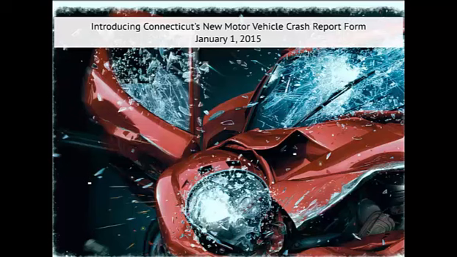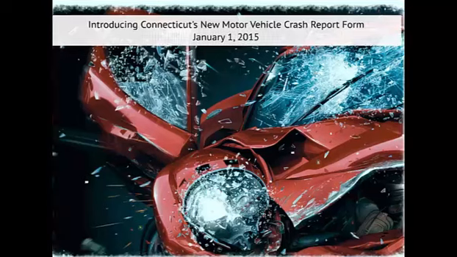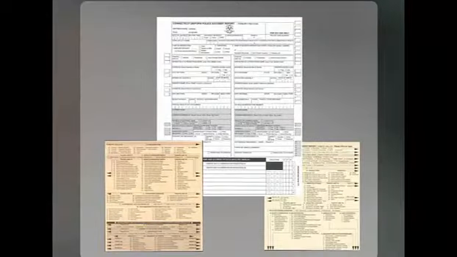The new Connecticut Motor Vehicle Crash Report form will be required for all motor vehicle crashes occurring on or after January 1st, 2015. This new form will replace the PR-1 last revised in 1994. The new PR-1 no longer relies on overlays or code sheets, and all acceptable entries for each data field are located in the data element box.